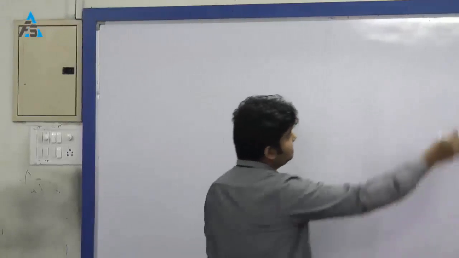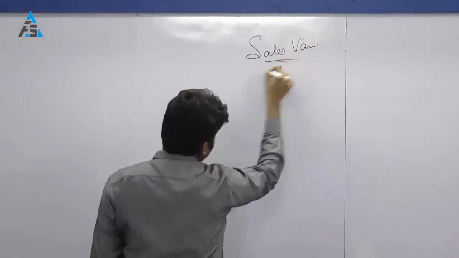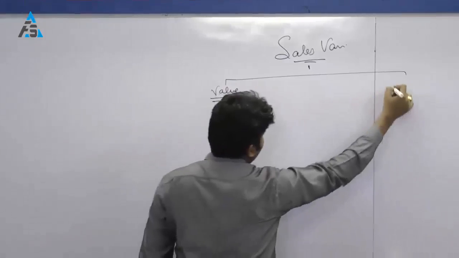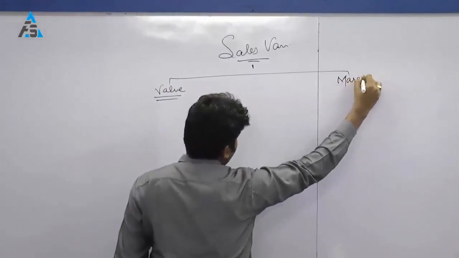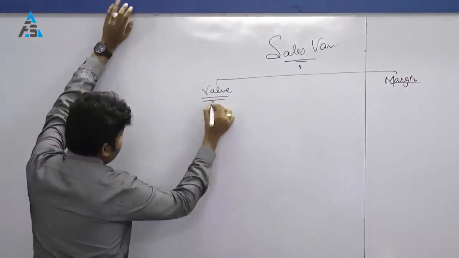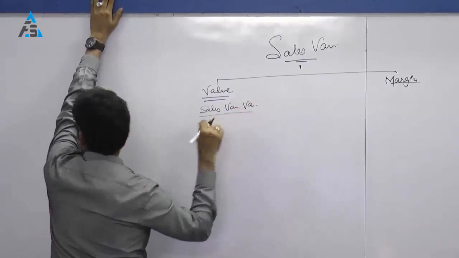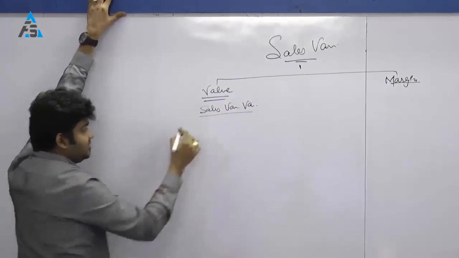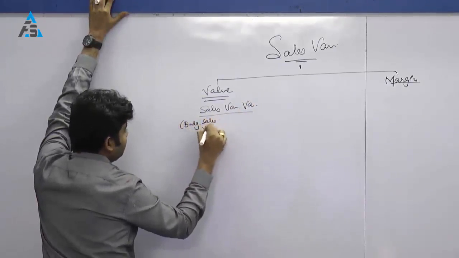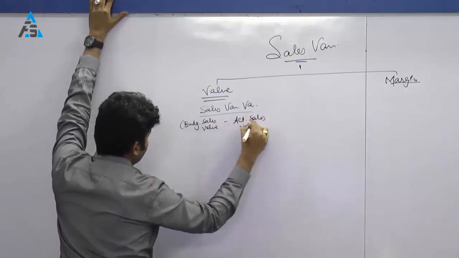Alright, next in line, sales variances. Sales variances is basically divided into two aspects. One on the basis of value and the other on basis of margin. Alright, so value variance. So first we'll start with sales value variance. So sales value variance, obviously budgeted total sales value minus actual sales value. So it is budgeted sales value minus actual sales value.